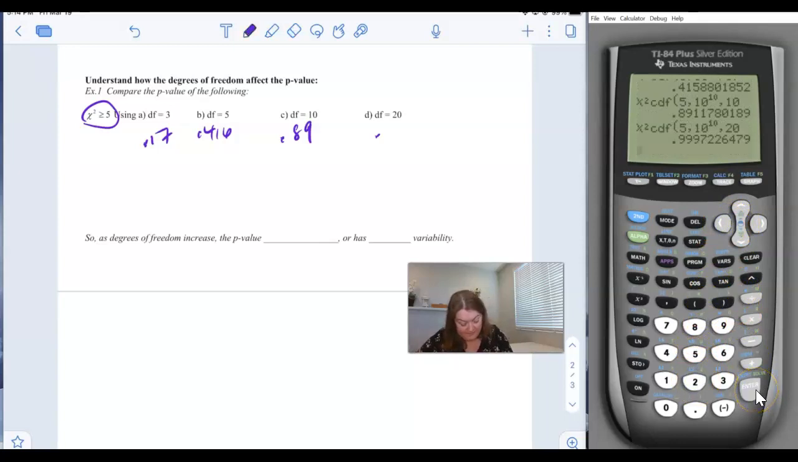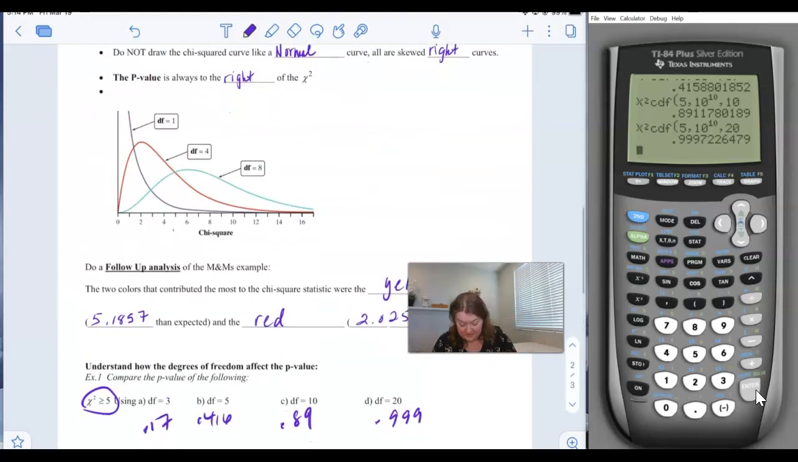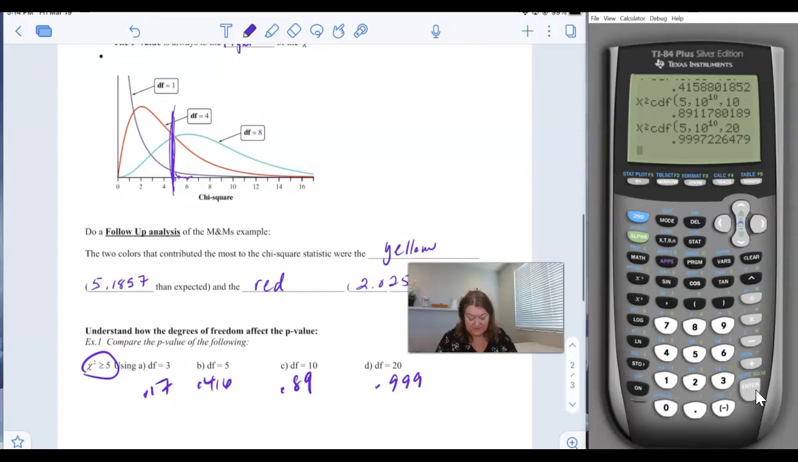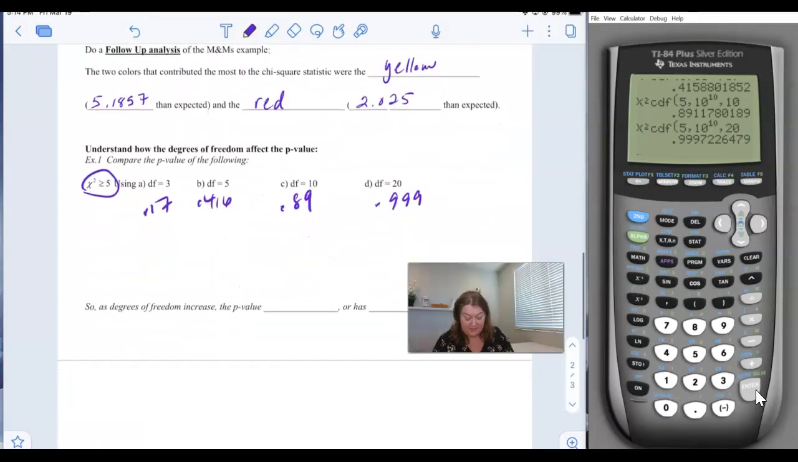Why is that? Well, remember how we showed that the peak of the curve keeps moving over more and more, the larger the degree of freedom. So if we're going to stay at the level that is 5, right here, when I'm looking at the black curve, the lowest degree of freedom, there's very little under here. And by the time I'm at an 8, there's quite a bit, more than 50%. So what's the trend? As the degree of freedom increases, the p-value also increases or has more variability.